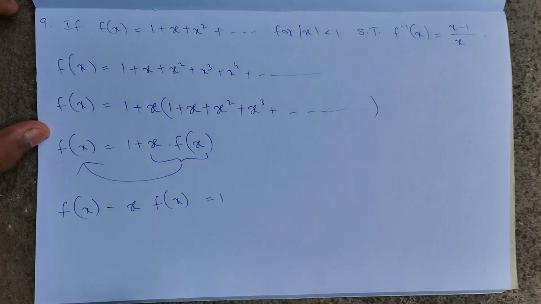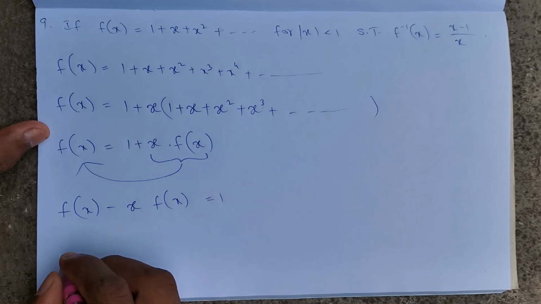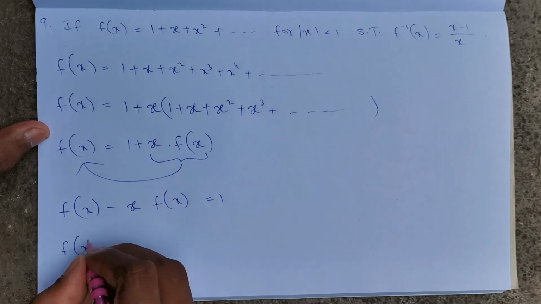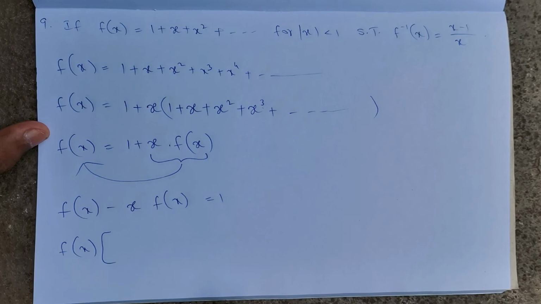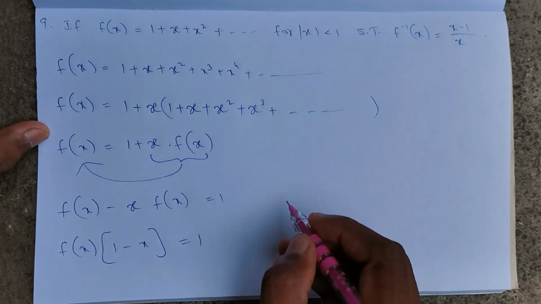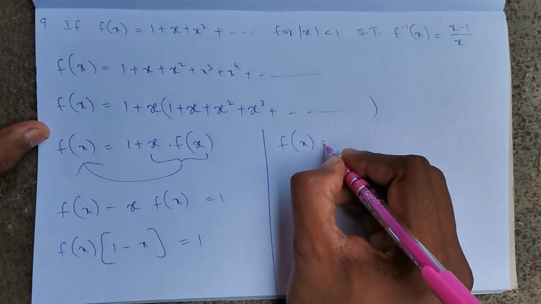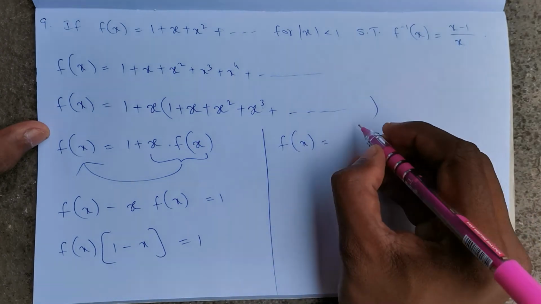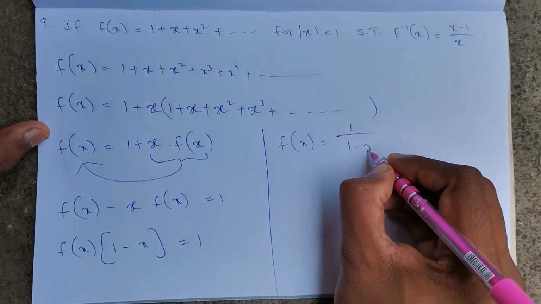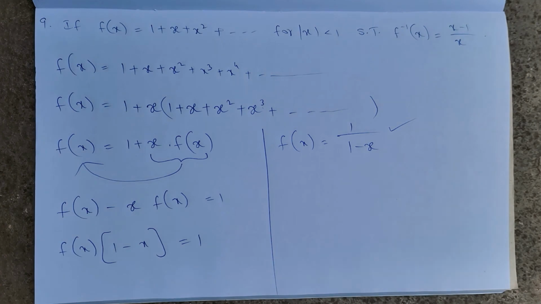Now in this first term f of x is there, in the second term also f of x is there, so I am taking f of x common. So what remains with f of x if you take common? Here 1 minus x is equal to 1. So now f of x is equal to, this 1 minus x I will take to the right side, so we remain with 1 by 1 minus x. So this is the original function he gave in the question.